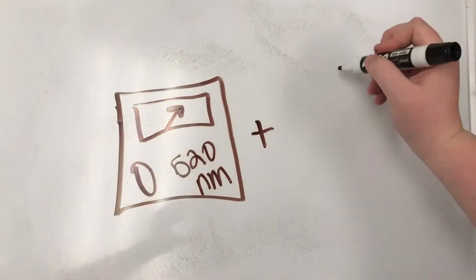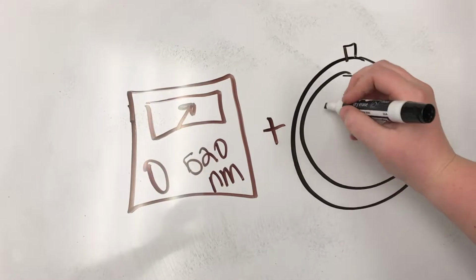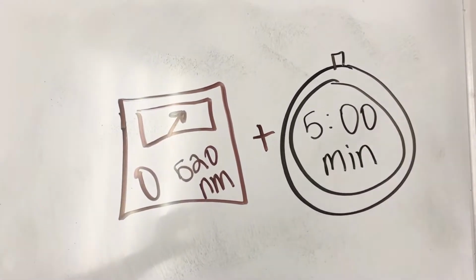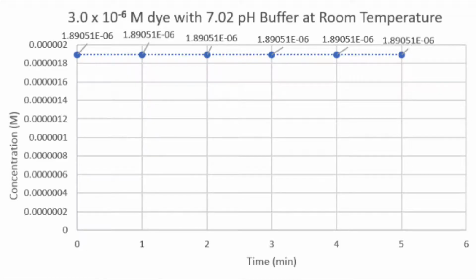Using a spectrometer, we measured the change in concentration over a span of 5 minutes. As you can see, the concentration of the red dye did not change over the 5 minutes.